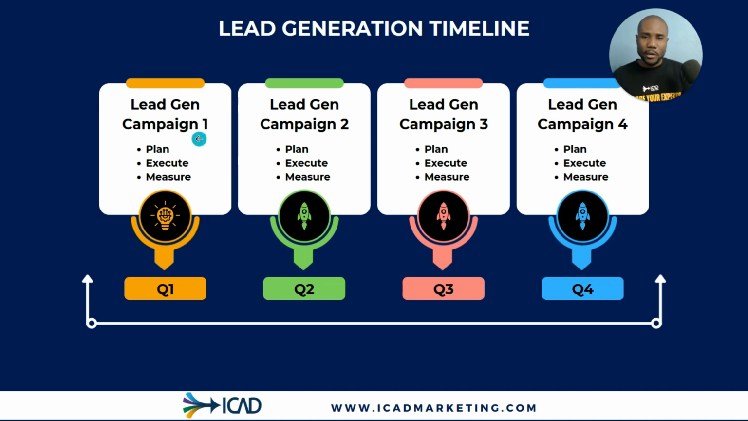So they start the year, for example, trying to execute lead generation campaigns in Q1. They plan it, they execute it, they measure it, and they don't get the results that they're actually looking for or satisfied with. Same thing, they try lead generation campaigns 2, 3, 4, with the same result, right? Not necessarily generating qualified leads or high quality leads, or even if they generate those quality leads, they don't necessarily translate to sales opportunities and actual clients.